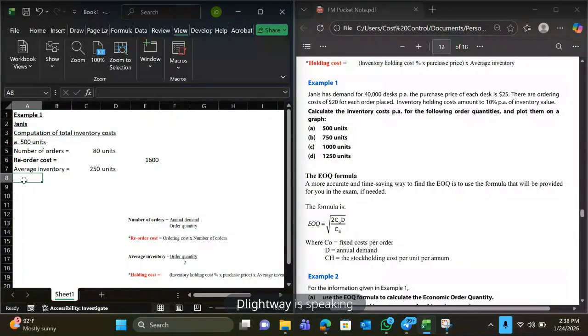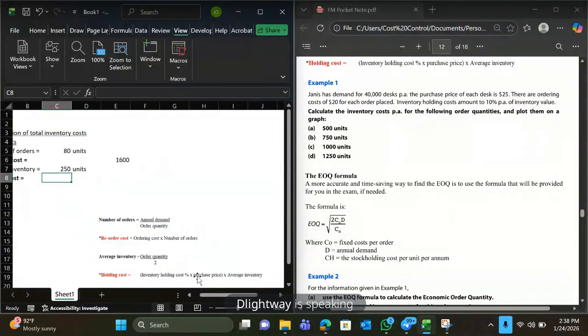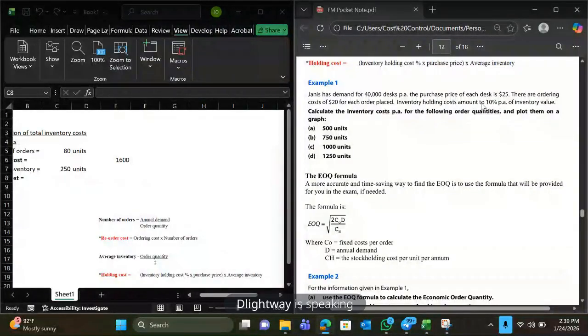The next thing is our holding cost. According to the formula, our holding cost is our inventory holding cost percentage times purchase price. That's going to be 10% from the question. Inventory holding cost amounts to 10% per annum of inventory value, and our inventory value, that's our purchase price, is $25. So that will be 10% of $25 multiplied by our average inventory, which is 250.